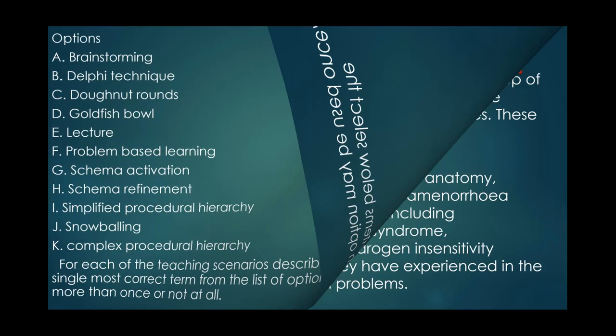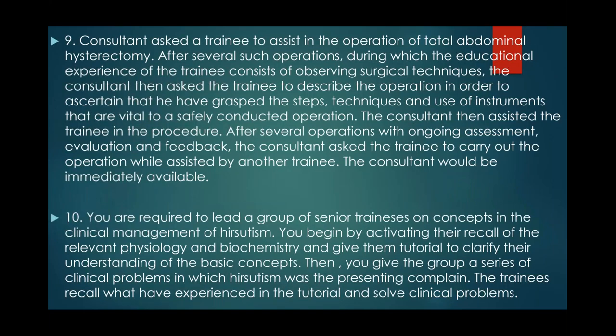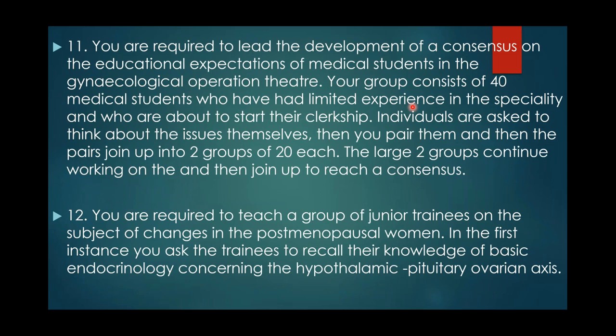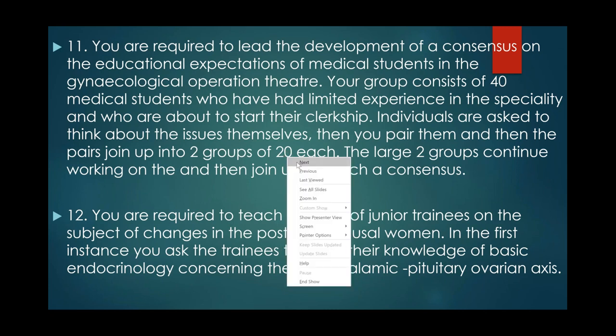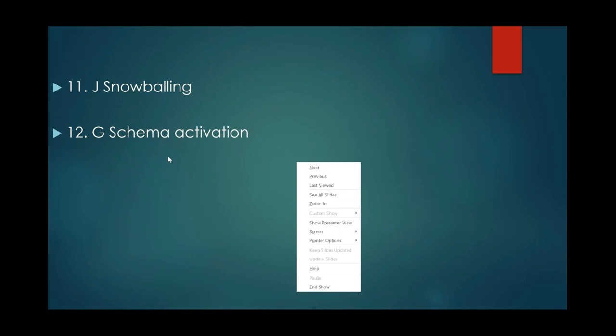The last question. Okay. You are required to teach a group of junior trainees on the subject of change in postmenopausal women. In the first instance, you ask the trainees to recall their knowledge of basic endocrinology concerning the hypothalamic pituitary ovarian axis. Is it schema activation, so that you know their basics? Yes, about only the basics, what they know about the basics. Yes, you are right. This is schema activation.